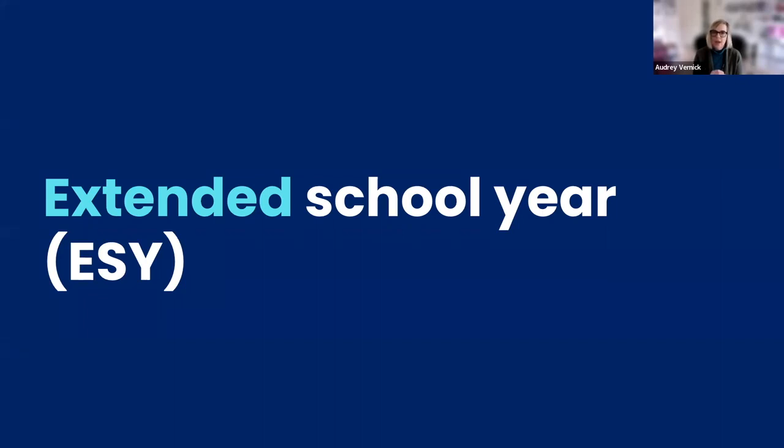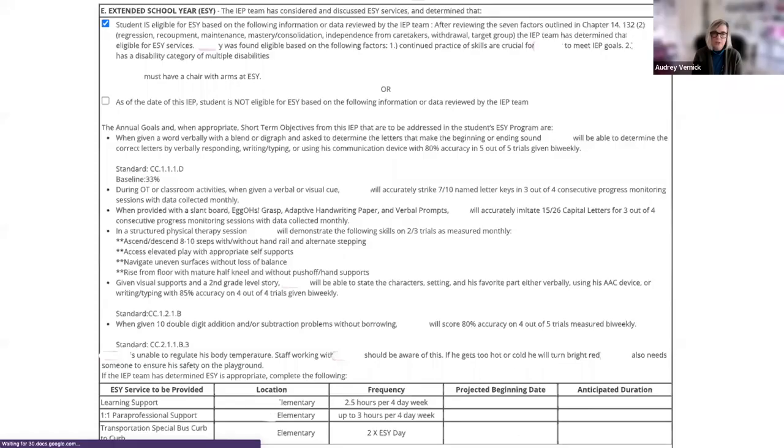Extended school year does not have to be 4 or 5 weeks long or whatever the district offers, by the way. Extended school year should be whatever your student needs. If your student requires 12 months of instruction, they should receive 12 months of instruction, okay? And this is some specifics, like that they must have a chair with arms at the extended school year placement. This is the goals they're going to work on.